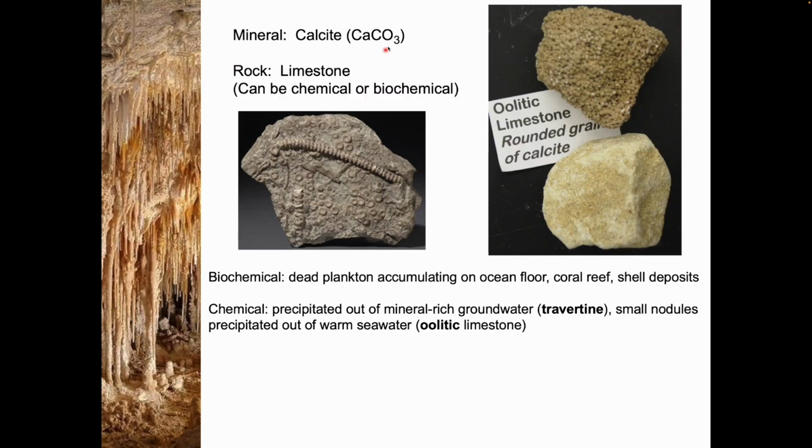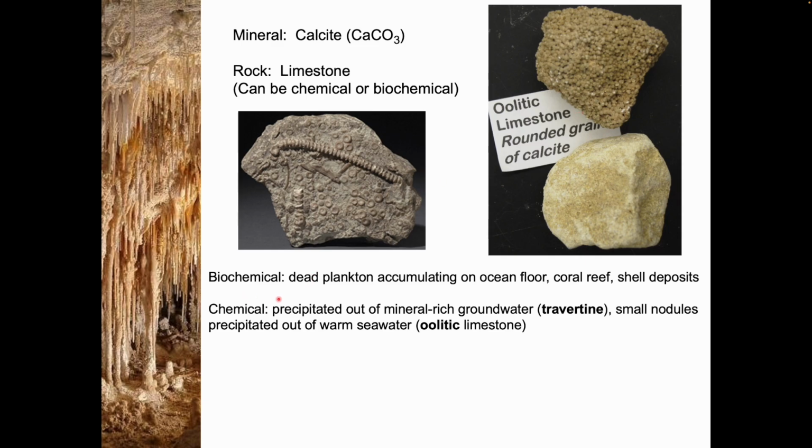So let's talk about calcite a little bit, that mineral I've mentioned a few times. It is the primary component of a rock called limestone, which can be chemical or biochemical. Here we see three flavors of limestone: one that is fossiliferous on the left, one that is fairly plain, so that one's going to be more chemical limestone. And then above that, we have one that looks like it's made of a whole bunch of tiny nodules. That is called an oolitic limestone, and I'll talk about that in a second.